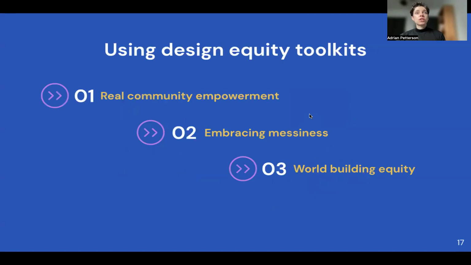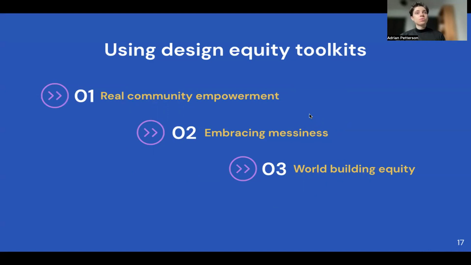Despite the critiques leveraged in our paper, design equity toolkits do address vital issues in the design industry, and with such complex issues as equitable design, no one solution will ever be perfect. Therefore, I want to end with some suggested supplements to design equity toolkits based on alternative design approaches.